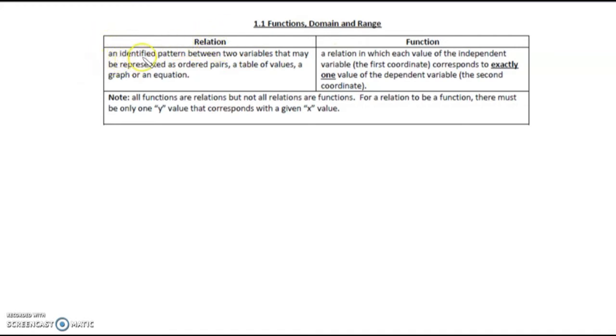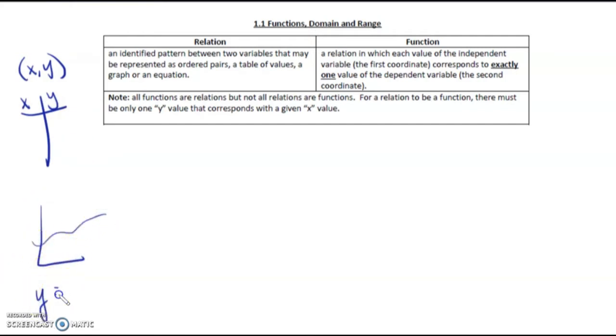A relation is an identified pattern between two variables. So very general, okay, that may be represented as ordered pairs, which is (x, y), table values, a graph, or an equation, y equals something. So this is in general.